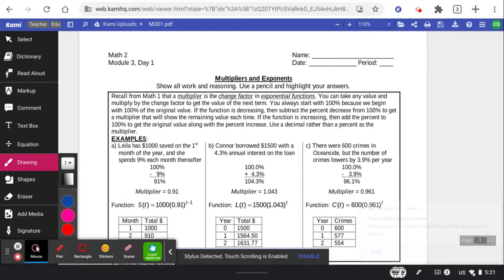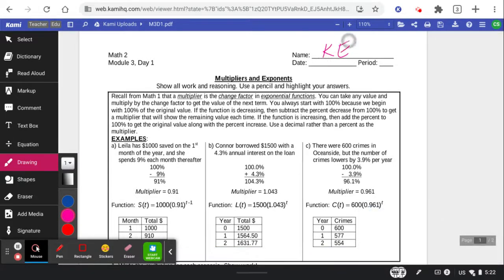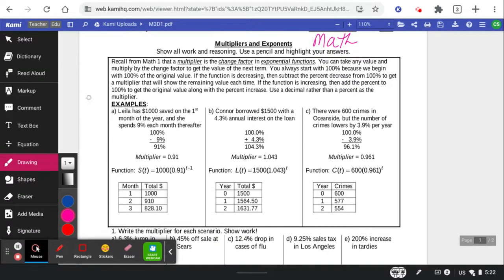Okay, on this page, this is going to be a review of Math 1 exponentials, and specifically talking about exponentials that include a percent in the problem. And when there's a percent in the problem, we have to do some calculations for the factor known as the multiplier.